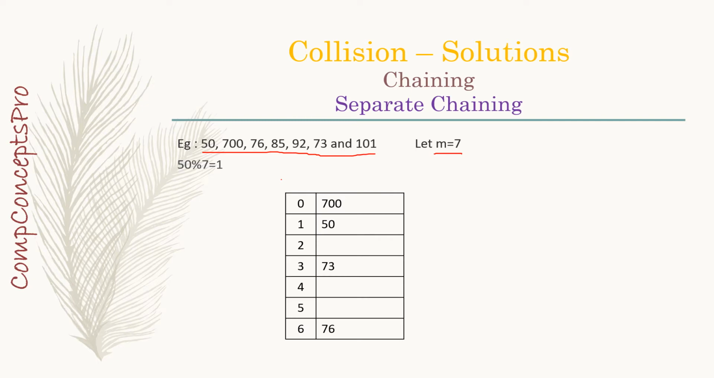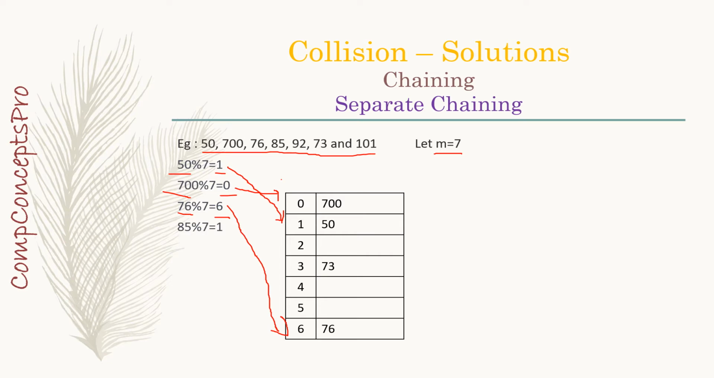So the first key, 50 mod 7, will generate the hash code 1. So 50 will be stored at the index position 1 in the hash table. Next key is 700. 700 mod 7 will generate hash code 0. So 700 will go to index position 0 in the hash table. Next key is 76. 76 mod 7 will generate the hash code 6. So 76 will be stored at the 6th index position in the hash table.